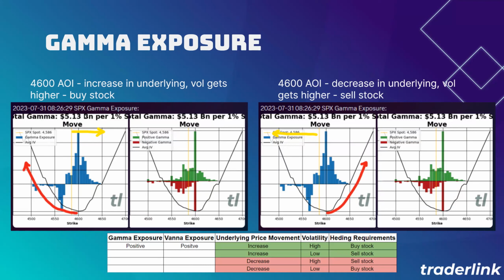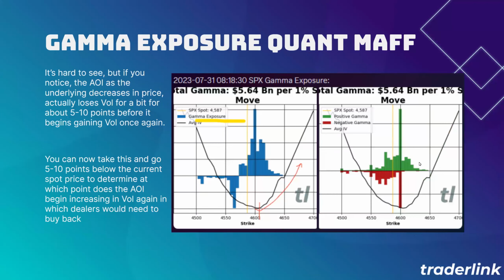Gamma exposure is positive. You can tell by this number up here. Vanna exposure is positive, and you can tell by the same number up here. Oh, sorry, that's the next slide. I apologize. But for gamma exposure specifically, you can tell by that number up there. Going into the next slide, gamma exposure, quant math, right?